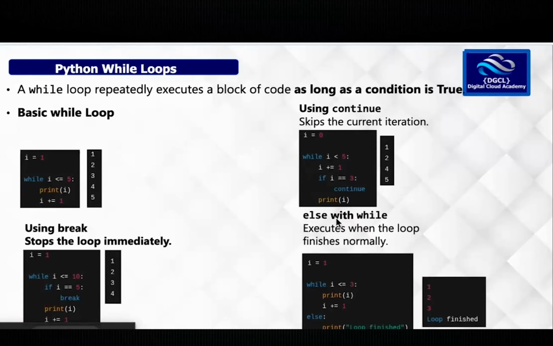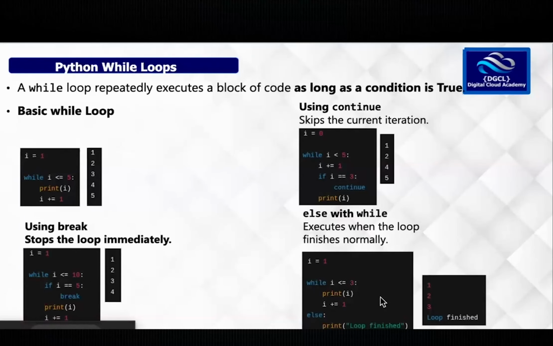So this actually, okay, let's see this. i is equal to 1, while i is less or equals to 3, print i, and we do else print loop finish. If it is not this condition, it should print loop finish. Okay, let's try this.